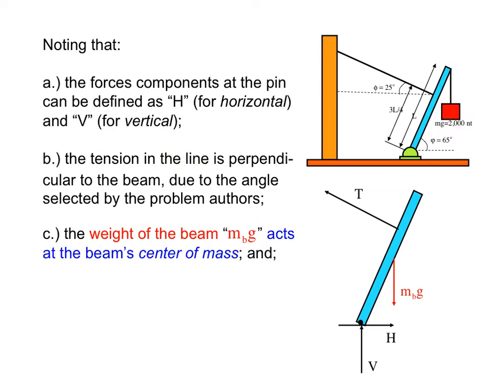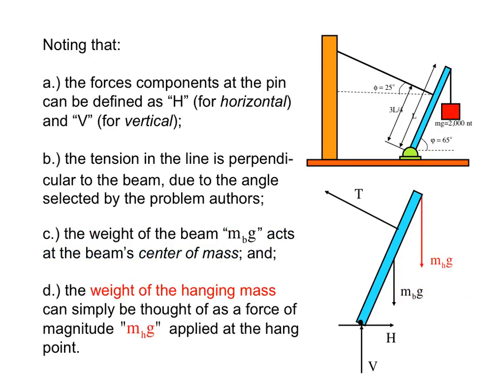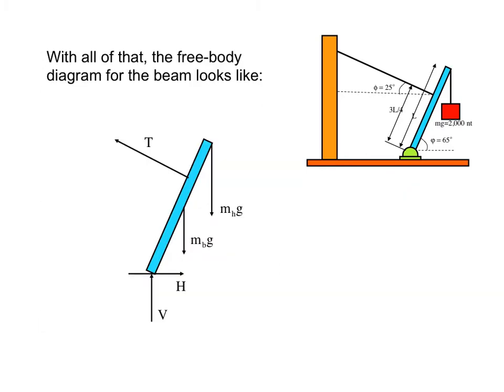The weight of the beam is assumed to be acting at the center of mass, and its magnitude is m sub b g. We can deal with this hanging weight by simply assuming that there's a force equal to m sub h g acting straight down off of the end of the beam. So our free body diagram is going to look like this. We have tension coming off like so. We've got a couple of forces that are gravity related pulling down. We have horizontal and vertical force acting at the pin.